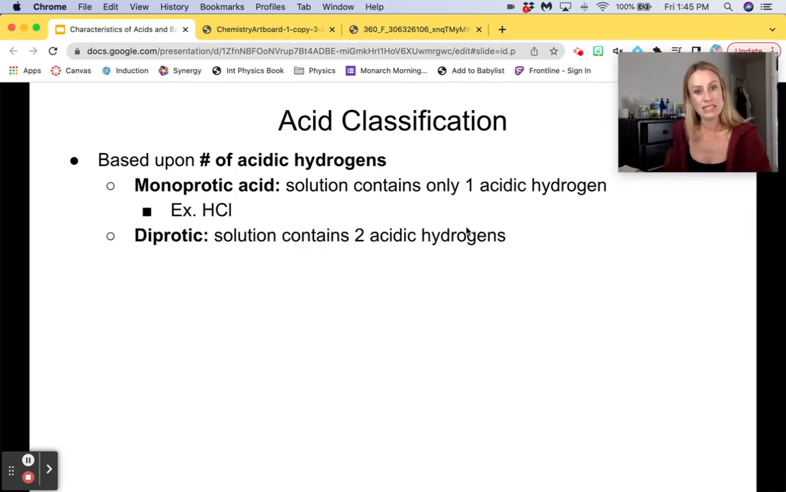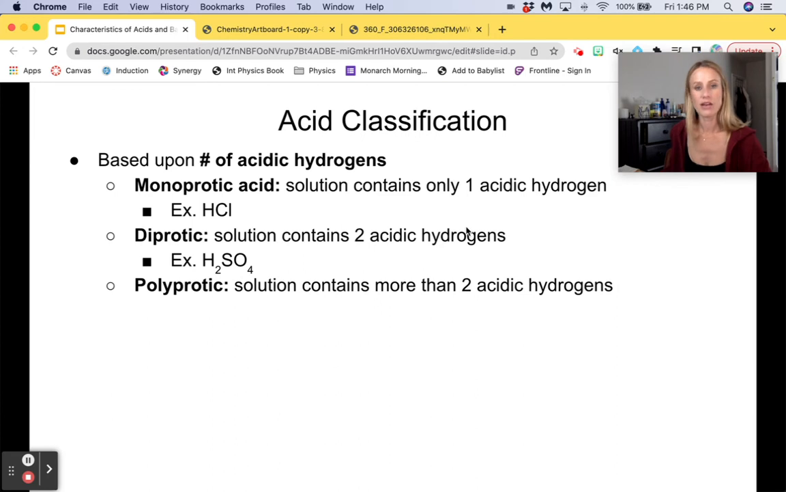I also have something called a diprotic acid, and that is a solution that contains two acidic hydrogens. So something where the anion is a -2 charge, I need two positive ones in order to balance that out. So I have two hydrogens here, H2SO4. And then also we have a polyprotic, which is a solution that contains more than two acidic hydrogens, so 3 and up. So this would be an example here, H3PO4, phosphoric acid.